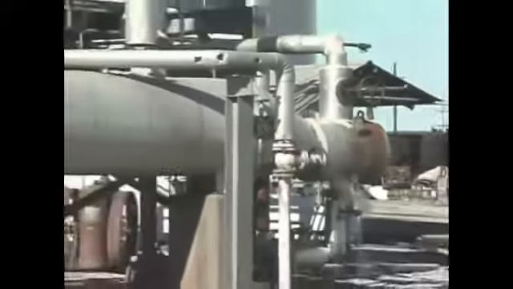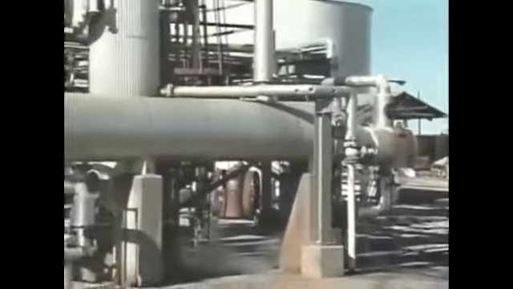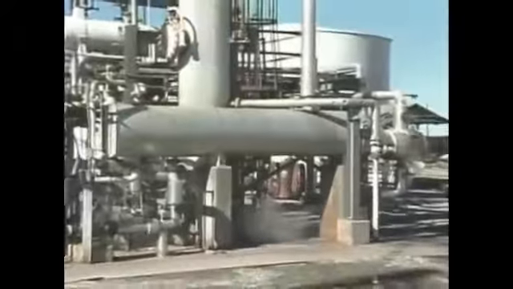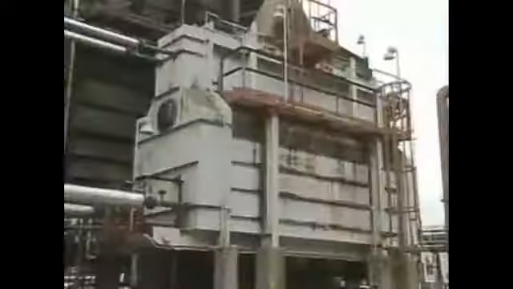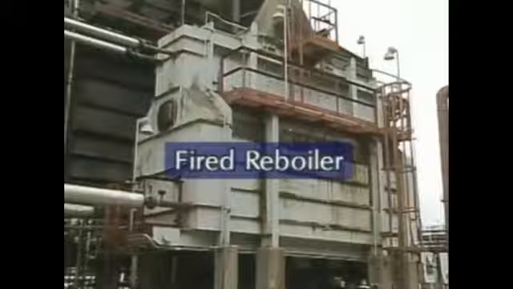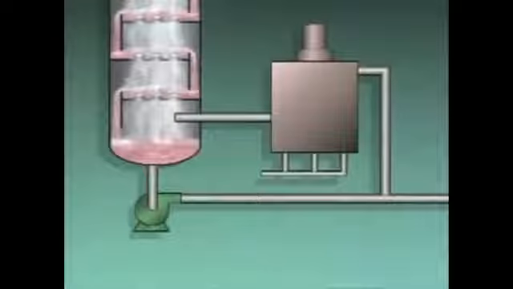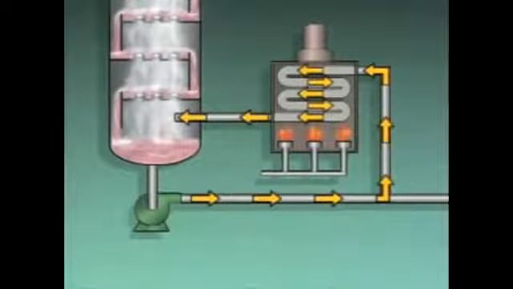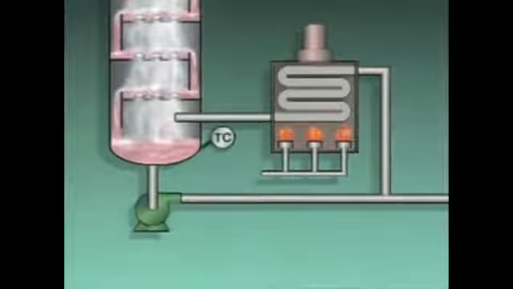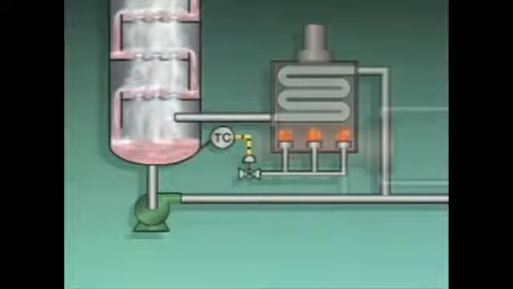Most distillation systems use some type of reboiler as the main source of heat input to the column. Two types of reboilers are shell and tube reboilers and reboiler furnaces or fired reboilers. In a typical fired reboiler, oil or gas is burned in a furnace to heat the bottom's liquid that's pumped through the reboiler and back into the column. A temperature controller regulates the amount of heat input to the column by adjusting the fuel flow to the reboiler.